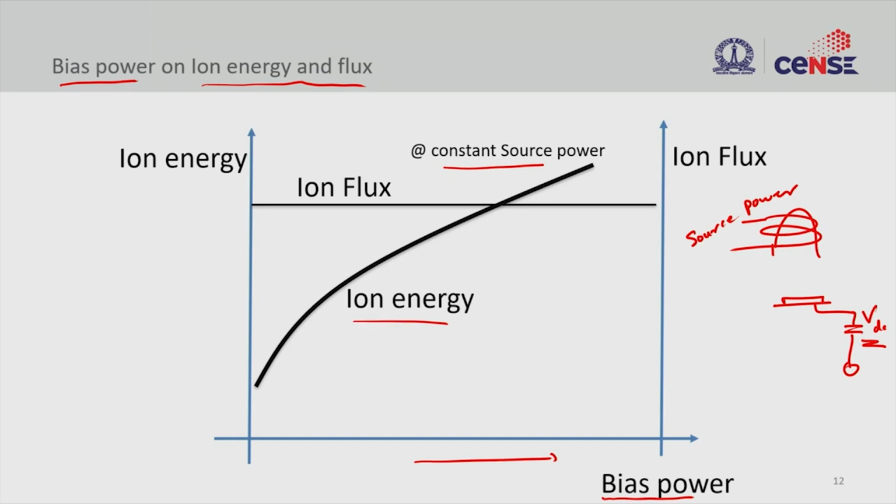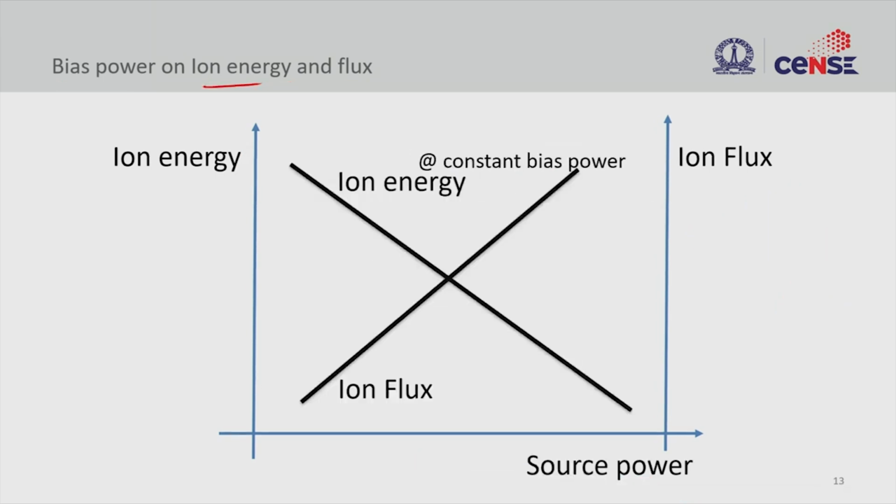Okay, but then ion flux. So ion flux will not see any difference, because the ion flux depends on your source, right? You cannot create more number of ions by changing your bias power. Your bias power will only affect the energy of the ions that are coming in. The flux depends on the available ions in the plasma, and that is controlled by source power. So since we kept the source power constant, your ion flux will remain constant. Okay, so that is something that we should understand.